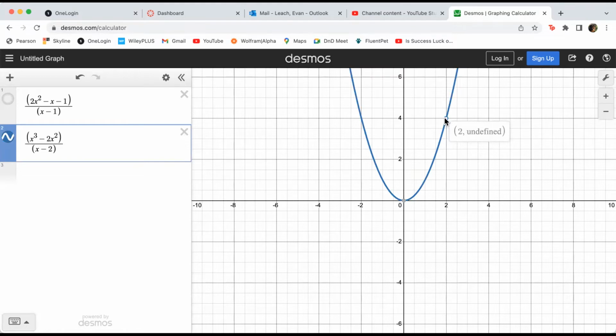But I can't just click there. Desmos is like, oh, I'm not getting in trouble for dividing by 0. So I'm not going to let you just click on an undefined spot.